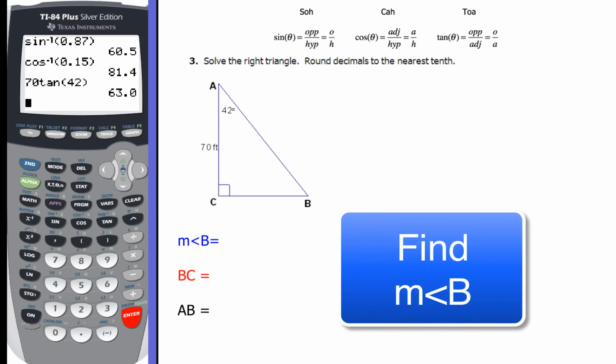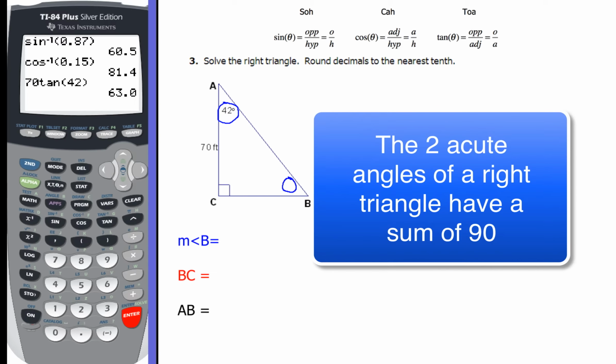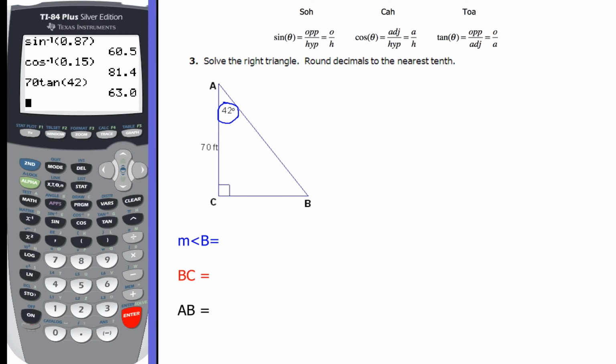Easiest thing to do first is find the measure of angle B. Now to do that, we know that this angle right here is 42. Our other angle has to add up to 90 with it because those are our two acute interior angles of a right triangle. So all you need to do to find the measure of angle B is just subtract 90 minus 42. And that's going to give us 48. So the measure of angle B is going to be 48.